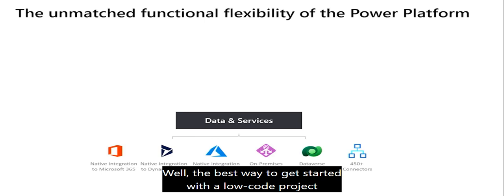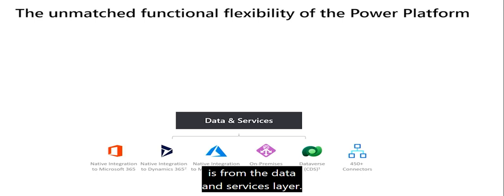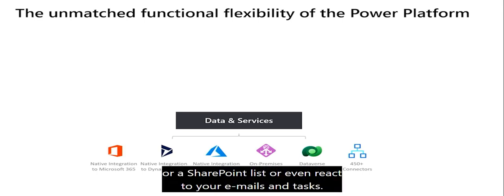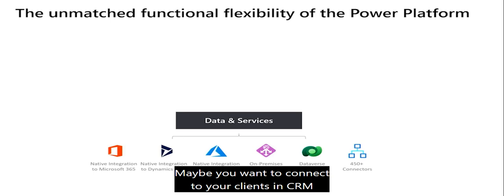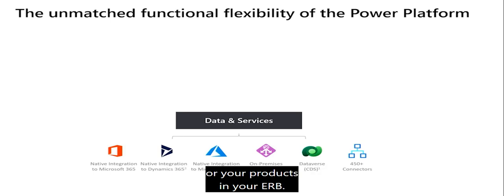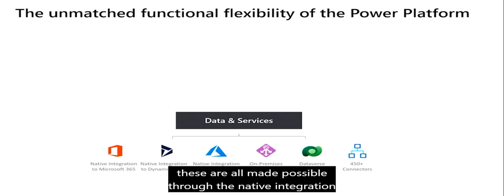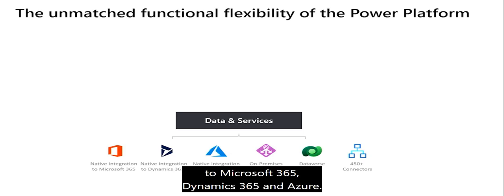Well, the best way to get started with a low-code project is from the data and services layer. Your solutions can be built on an Excel spreadsheet or a SharePoint list, or even react to your emails and tasks. Maybe you want to connect to your clients in CRM or your products in your ERP. Or if you want a one-click export to your data lake. These are all made possible through that native integration to Microsoft 365, Dynamics 365, and Azure.